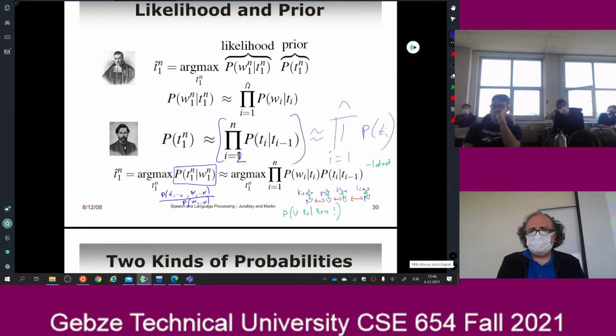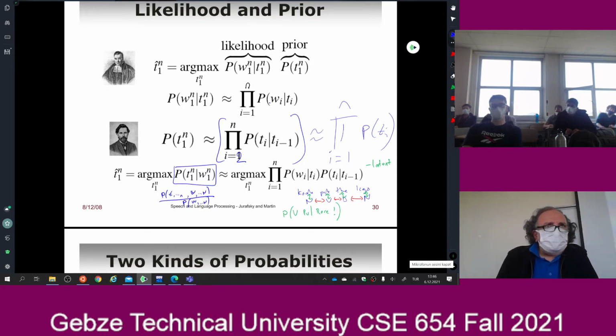What does that mean? It means that a tag doesn't depend on anything. It just takes the tag. It can happen anywhere, and its probability is the probability of the tag. If I do this, what would be my complexity of assigning probabilities to a given sentence? N. It should be as simple as what? 45 times n, right? Yes. That would be that simple, okay?